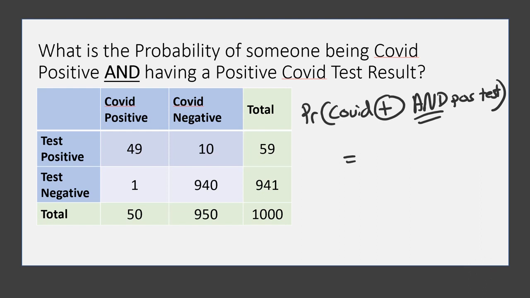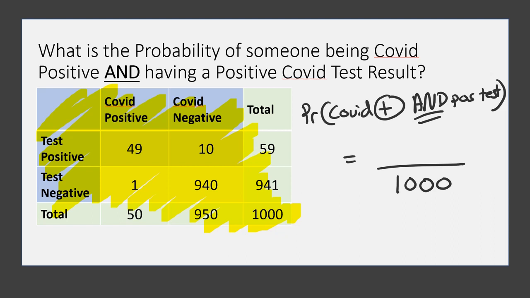Well, since I'm not being given any information, really I'm dealing with the whole table. I'm not just highlighting one row or one column. The whole table is my data, okay? So on the denominator, I'm going to have all 1,000 people, okay? So when you don't have a conditional probability, but you're doing something and or something along those lines, then you're going to have that 1,000 down there on the bottom, okay?